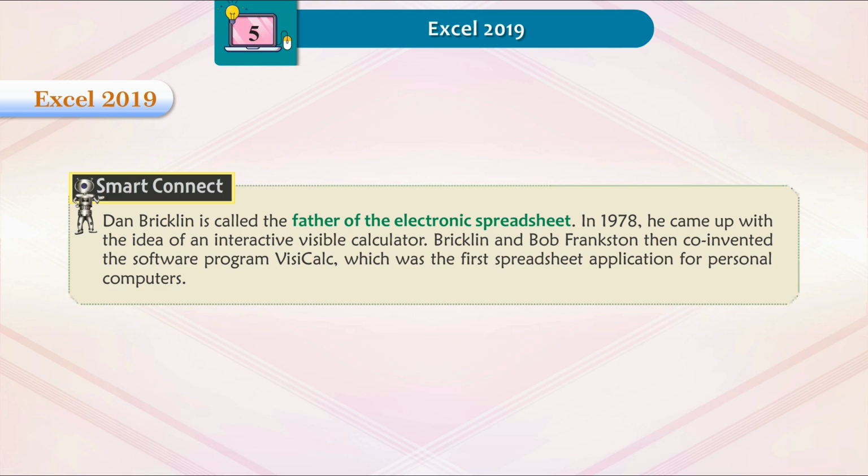Smart Connect. Dan Bricklin is called the father of the electronic spreadsheet. In 1978, he came up with the idea of an interactive visible calculator. Bricklin and Bob Frankston then co-invented the software program VisiCalc, which was the first spreadsheet application for personal computers.